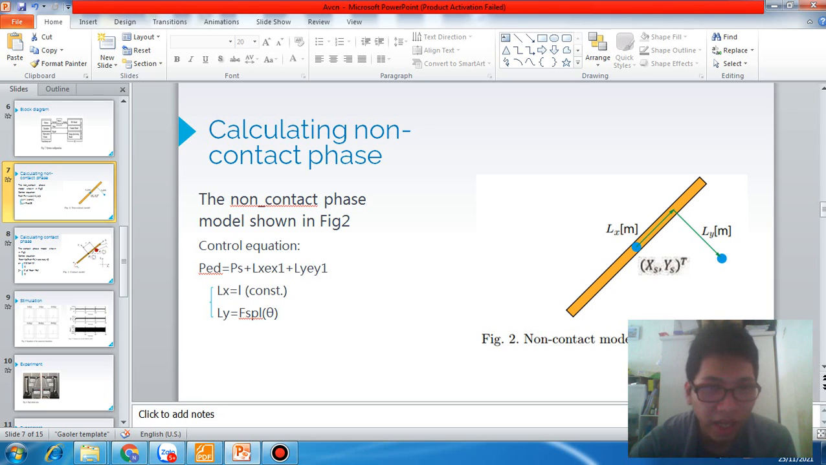And we will calculate the non-contact phase. This is a non-contact phase model. This is the control equation of the end effector of a robotic arm. Equation: θ_d equals θ_s plus L_x e_x plus L_y e_y. L_x equals L, where L is a constant. L_y equals a function of theta.